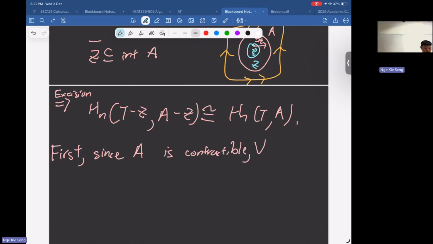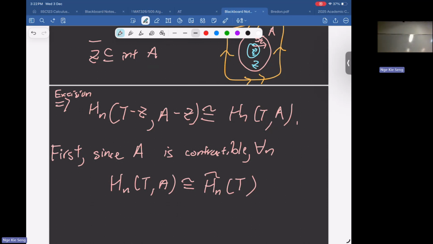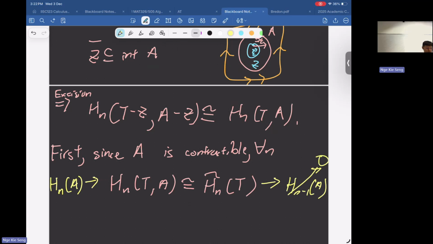We use the long exact sequence just now. We have this relative homology actually is the reduced homology of T. Okay, so this is one way to find reduced homology of the space if you consider the relative with some contractible space. So this comes from a long exact sequence, right? So let's write down the long exact sequence. So here is Hn of A, and then here is Hn minus 1 of A, and then this goes to 0.